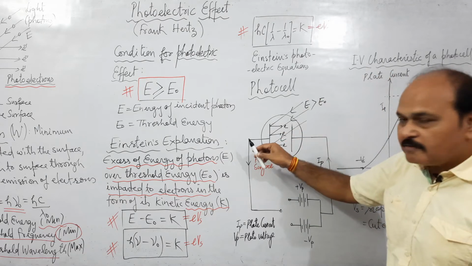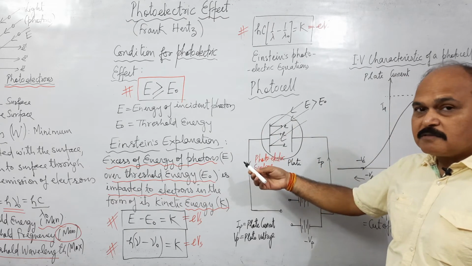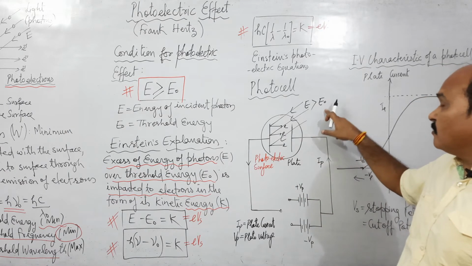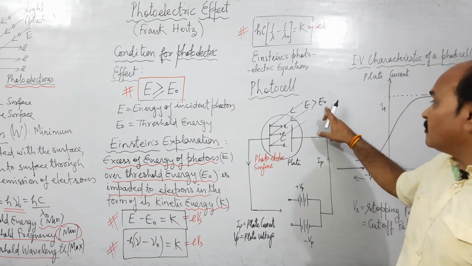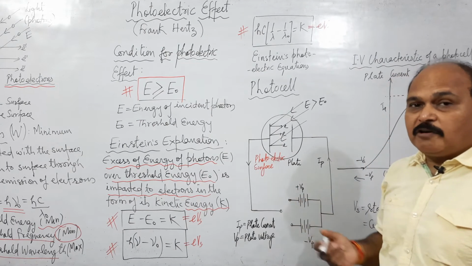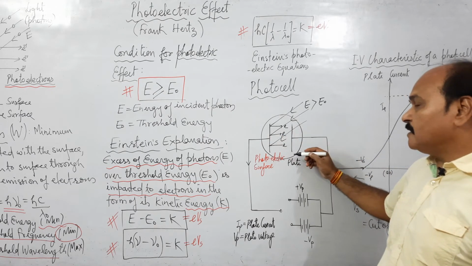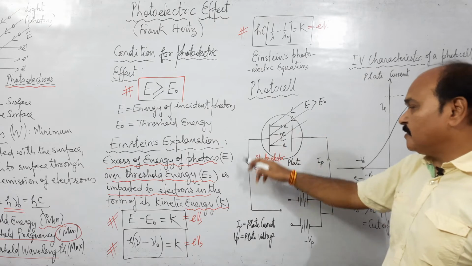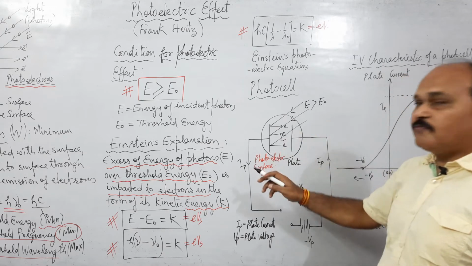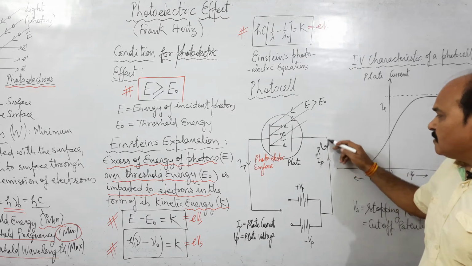So as the light falls over the photoelectric surface of the photocell, it gives out electrons, and these electrons, on account of their non-zero kinetic energy, E minus E naught is equal to K, and E is greater than E naught, so K will have a certain finite value. By virtue of that kinetic energy electrons move, and as they reach the plate, the circuit gets completed and there is current in the circuit like this. This current, which is there in the circuit when the light falls, is called plate current.